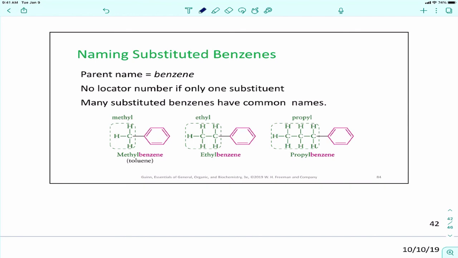All right, finally, the last part. What if you've got to name a substituted benzene? In this case, your parent name is going to be benzene. If you have one substituent, you don't need a locator number, because the carbon with the substituent is going to be carbon 1. That being said, many substituted benzenes already have common names. If we have a methyl group coming off of benzene, we would name that methylbenzene. The common name of that is toluene. You could also have a propyl group or an ethyl group.